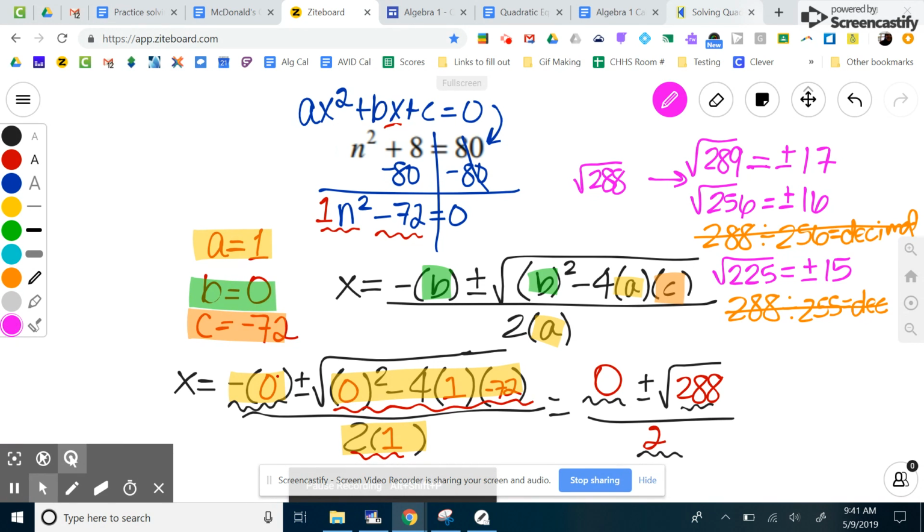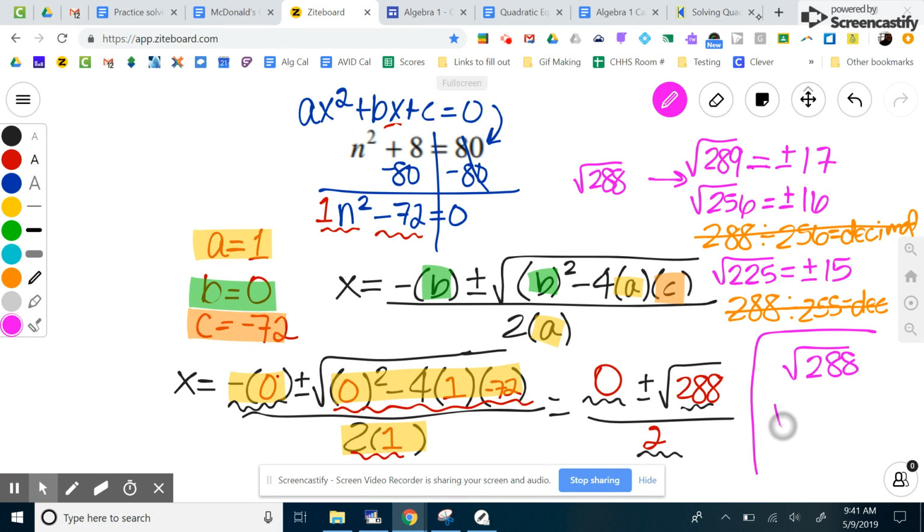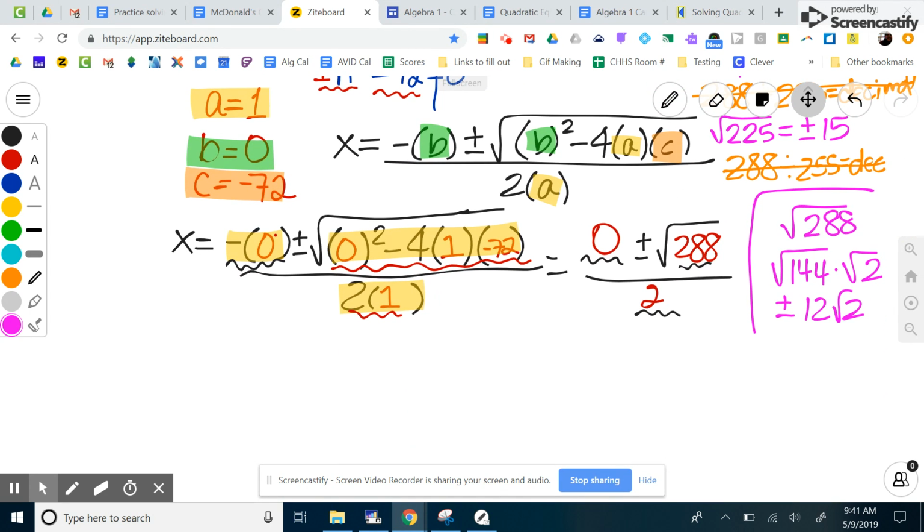So hopefully you got the square root of 288 can be written as the square root of 144 times the square root of 2. So square root of 144 is plus or minus 12, and square root of 2 doesn't have one, so it's just square root of 2. So now we're going to replace the square root of 288 with 12 square root of 2. So I still have my 0, I still have my plus or minus. Instead of square root of 288, I'm going to put 12 square root of 2, and then I have it divided by 2.